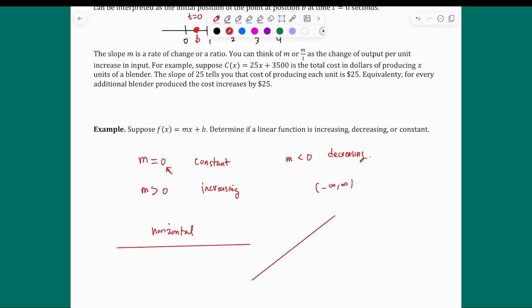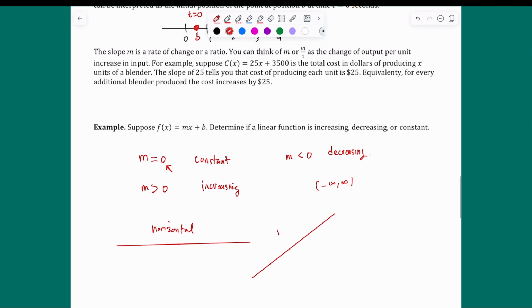It's increasing if it looks like this, right? Positive. So that means it would be increasing, and then of course this would look like more of a decreasing because the rate of change there would be negative.